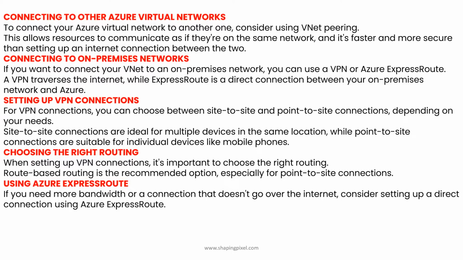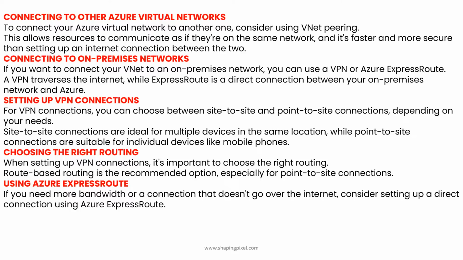Are you looking to connect your Azure Virtual Network to a resource outside of it? Let's explore the best ways to do that. To connect your Azure Virtual Network to another one, consider using VNet peering. This allows resources to communicate as if they were on the same network, and it's faster and more secure than setting up an internet connection between the two.